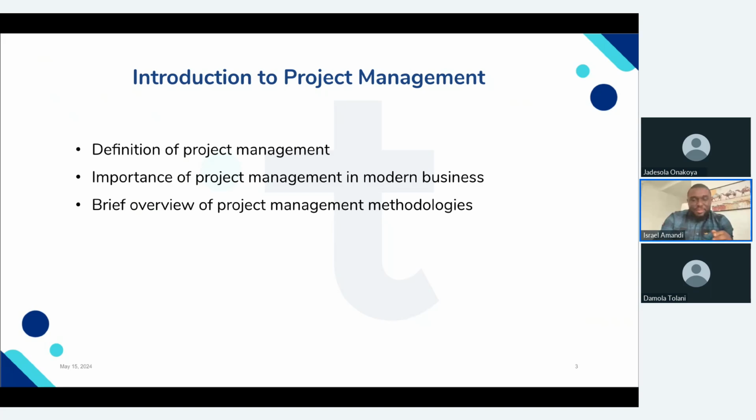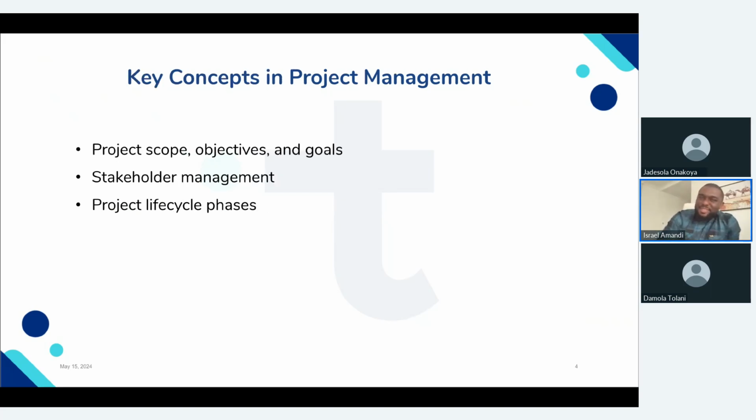Now, talking about key concepts in project management, we talk about project scope, objectives, and goals. I would want to say that somehow these are very, very similar words, right? Because the scope of your project is actually what needs to be done, right? The objective of your project is what needs to be achieved, and the goal is actually the outcome, right? Why are you actually doing this? What needs to be done?